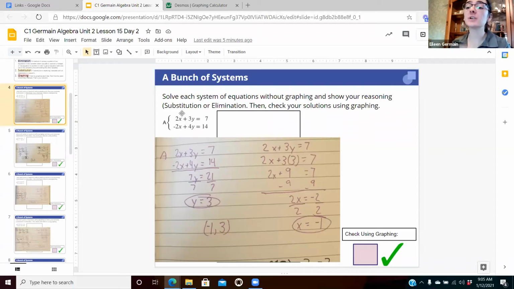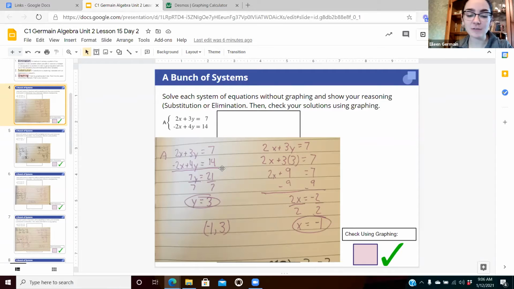Yes, the x's, because remember, when we're looking for possible guys for elimination, we say to ourselves, okay, do they have the same number in front? Yes. Do they have opposite signs? Yes. So this guy is ready for elimination. So all we need to do is add our equations together. The two x's cancel out, and we're left with 7y is equal to 21.